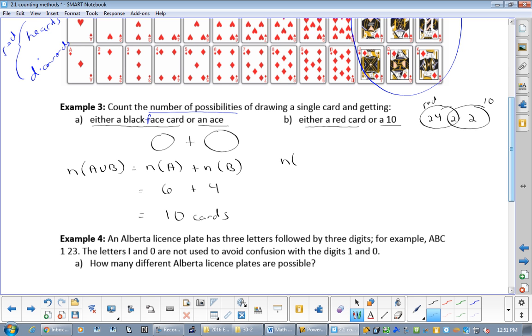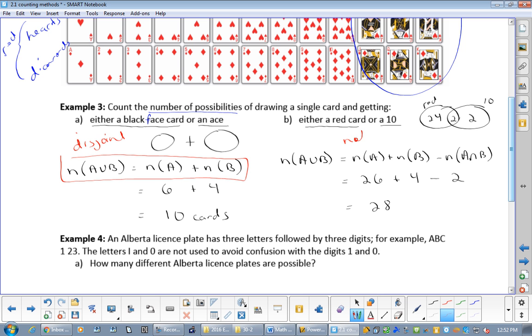Now, the formula for N(A or B) again is N(A) plus N(B) minus N(A and B). So there were 26 red cards, there were four tens, minus the overlap because it was counted twice. So this is 28. How would we label A and how would we label B? What kind of sets are they? Good. The first one is disjoint, which means you use this formula. This one is not disjoint, therefore you must always subtract the "and" out.